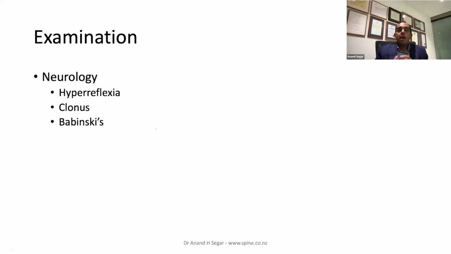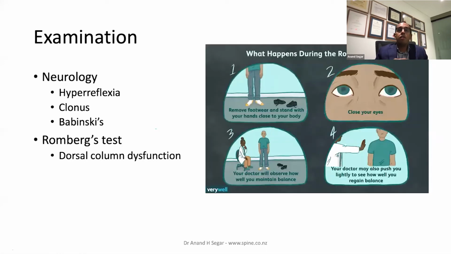In the examination, they're hyperreflexic, they can have clonus, and they can have an upgoing plantar. A Romberg's test is important, as that tests for dorsal column dysfunction. You ask patients to stand with their hands by their side, feet together, and close their eyes, and you'll observe them wobbling if they have dorsal column dysfunction. I don't usually tap them. If they have bad myelopathy, you'll see it when you just ask them to close their eyes. They can't sense their place in space.